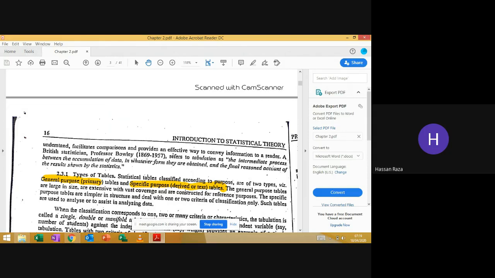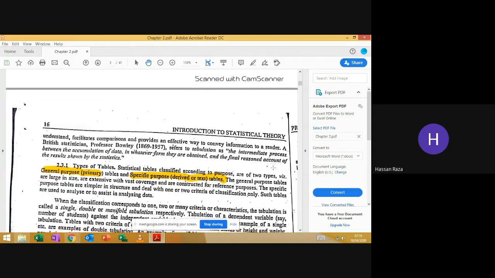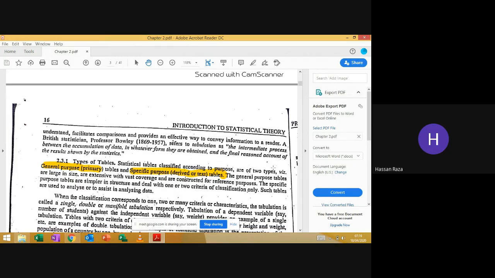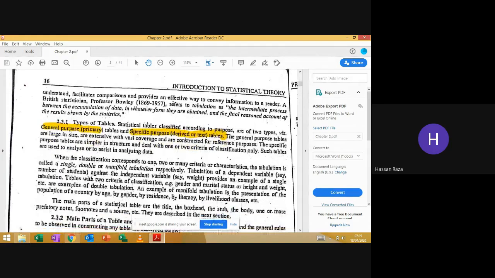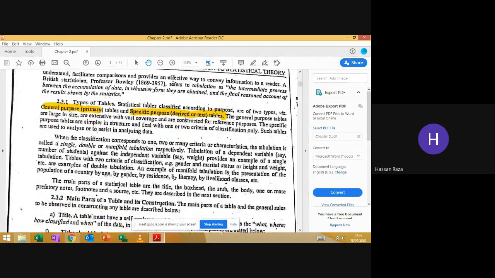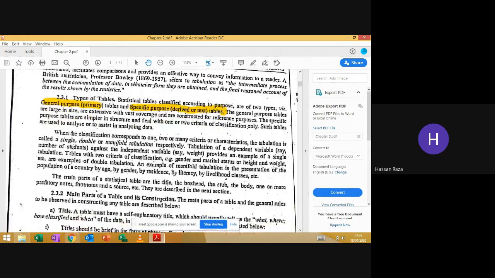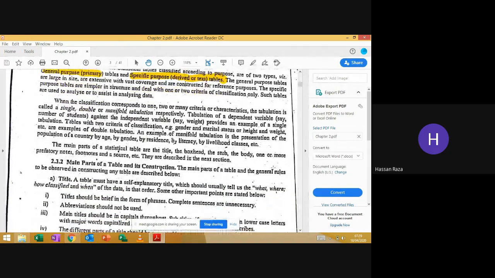First of all, we have discussed in our previous lecture about data types. Then the main concern in the previous lecture, and today's lecture is about tabulation. You can see we have types of table: general purpose, specific purpose, the main content, single, double and manifold tabulation. As you can see from the highlighted areas, these things were discussed in our previous lectures.